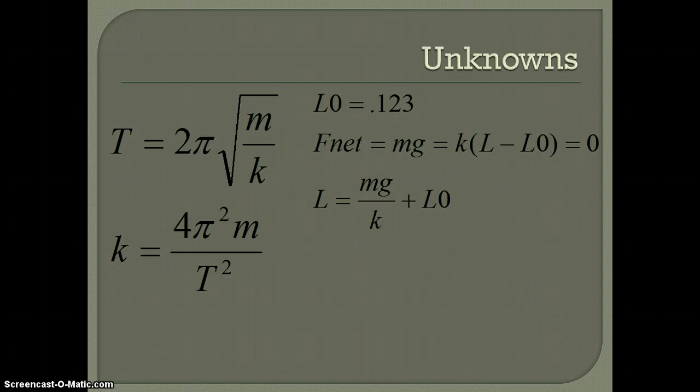Besides the spring constant, we also don't know the full length of stretch of the pendulum. So we set F net equal to 0 and have the stretch of the spring equal the weight force divided by the spring constant plus the original position at which the spring began.